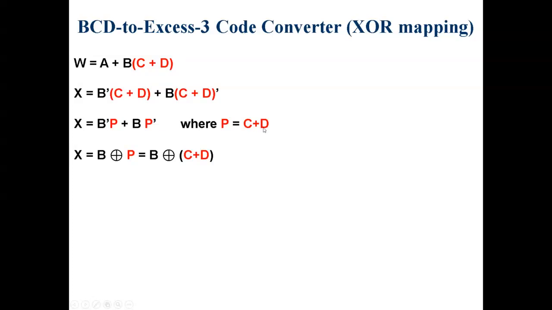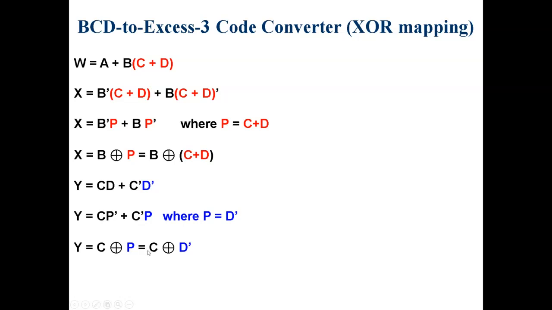And what is P now? P is actually C plus D. So I'm writing C plus D here. Then please look here. This is actually C D plus C bar D bar. So can I write it here as C P bar and C bar P, where P is equal to D bar? If we convert this, which gate is this? XOR. So it is actually C exclusive OR P, and P is actually D bar.